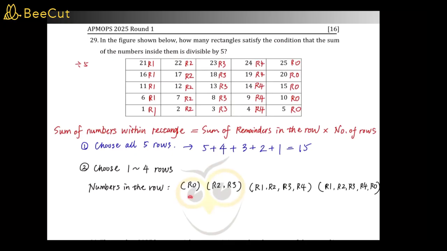So there are 1, 2, 3, 4. 4 different ways. Let's check how many ways there are to choose the rows. If you're just choosing one row, there are 5 ways.